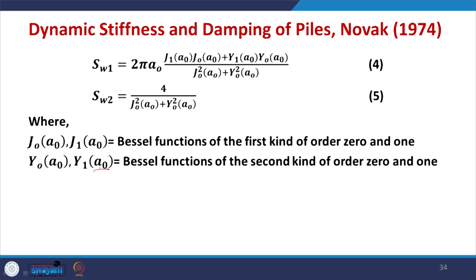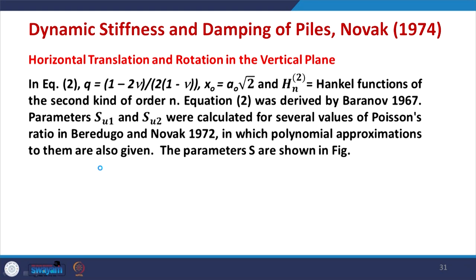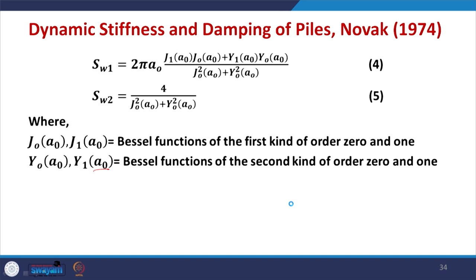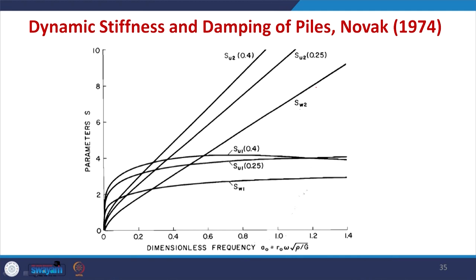Second thing, while finding the values of SU1 and SU2, you get Hankel functions, H0 and H1, but for vertical vibration you get the Bessel functions. So Bessel functions are needed to calculate equations 4 and 5, while in the earlier equation Hankel functions were coming. SW1 and SW2 are also plotted as earlier in the same figure. You could see there is only one curve because they do not depend on the Poisson's ratio, so they will not vary with it. The variation is quite similar to that of SU1 and SU2, but the values are lower than the earlier values, even without depending on the Poisson's ratio.